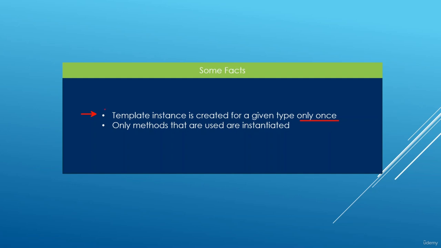And this brings us to another point. Only the methods that are used are instantiated. So your template instance is only going to have the methods that you are using on your objects. To really drive this home, let's head over to CPP Insights and look at this a little more.